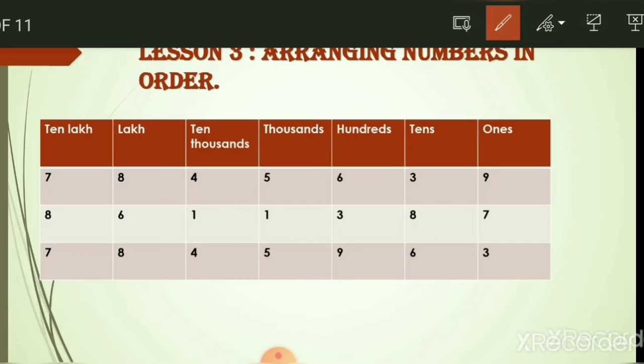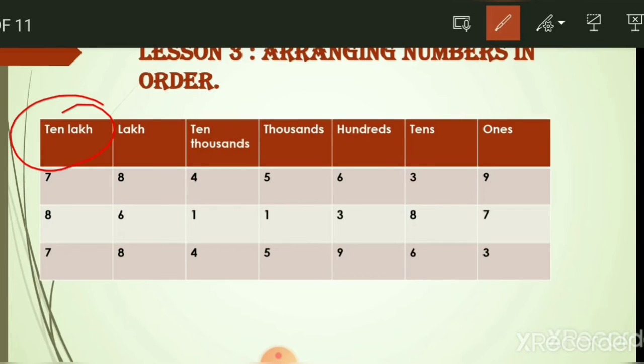So the first step is draw the place value table and fill in the numbers. For example, I have these three numbers. So what I did, I just made this table and have filled all the numbers into this table. So this is gonna help me a lot in comparing the three different numbers. So start comparing the digits from the highest place. Now what is the highest place here? Obviously 10 lakh is the highest place among rest of the places.